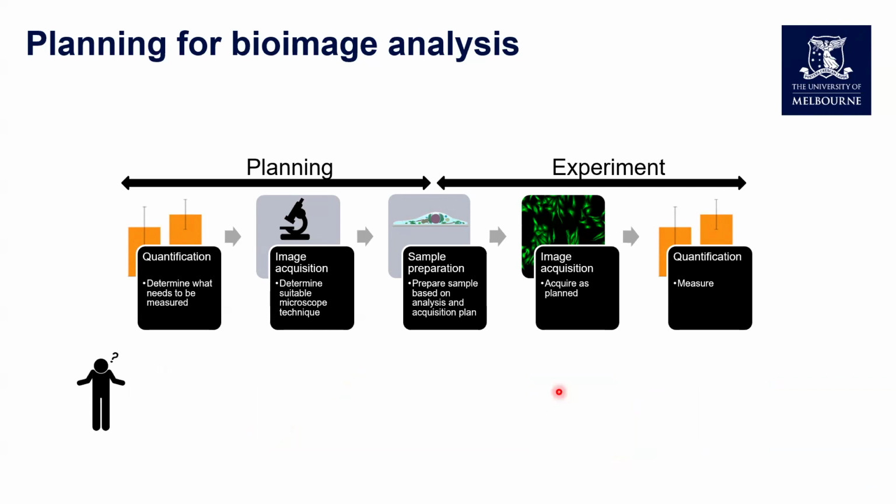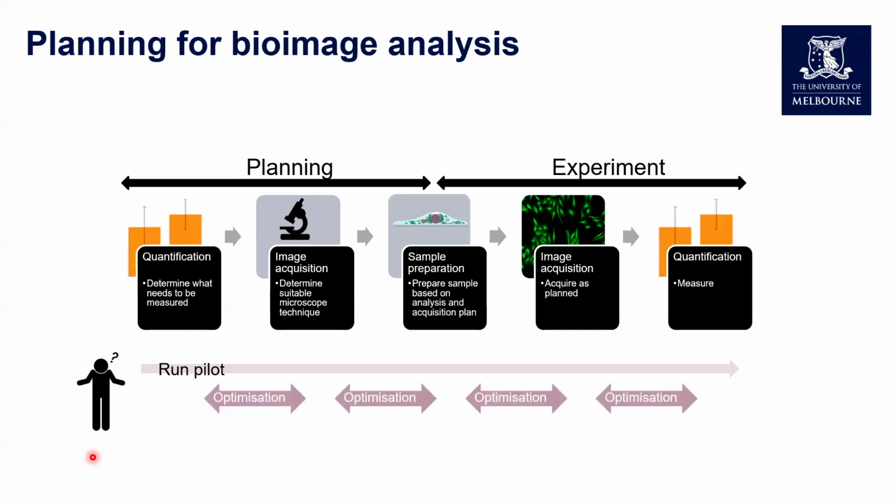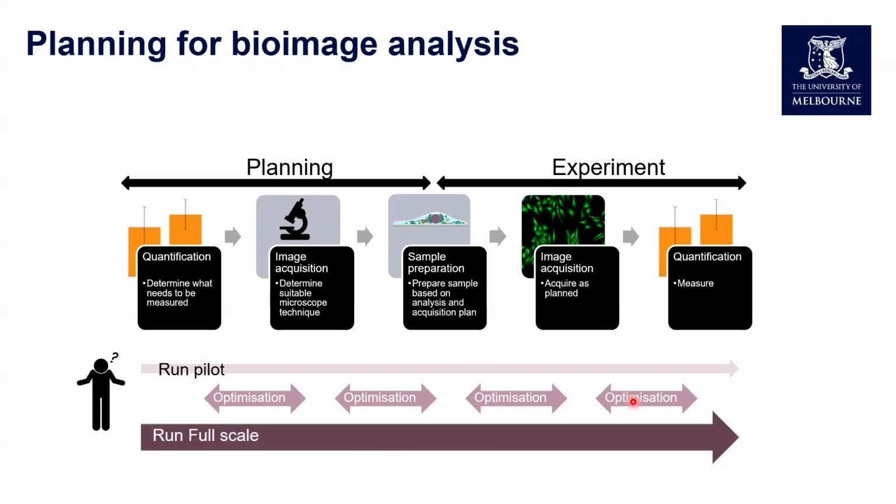Sometimes we may not know what kind of feature we need to measure because the actual biology may be unknown. And even if we know what we need to measure, the observation may tell a different story. So we always need to carry out a pilot study before undertaking a full-scale experiment. From the pilot experiments, you will be able to optimize settings and readjust your plans. And once optimized, we can then run full-scale experiments.